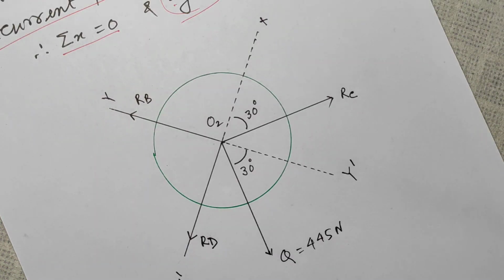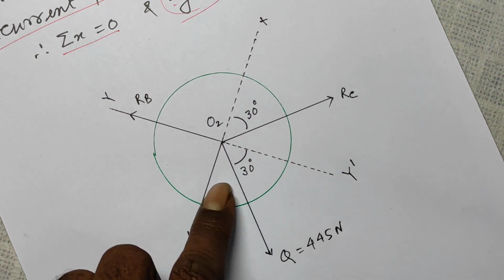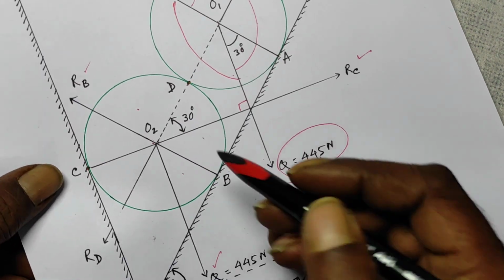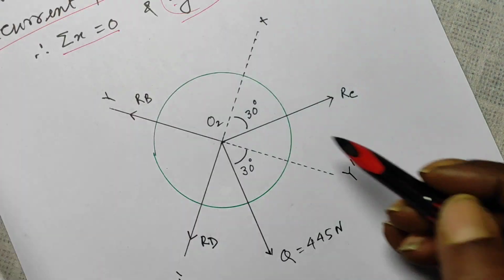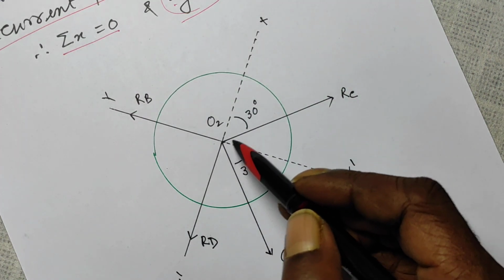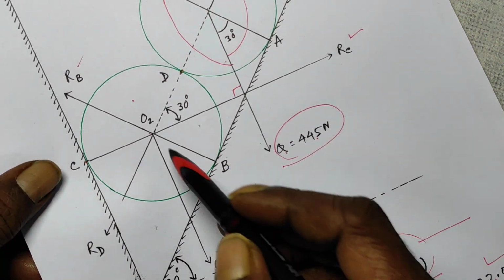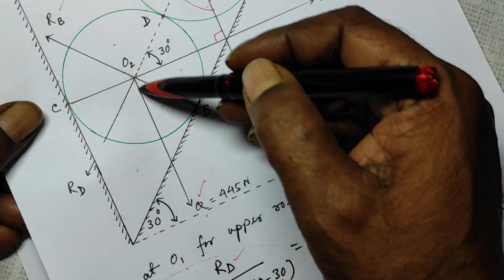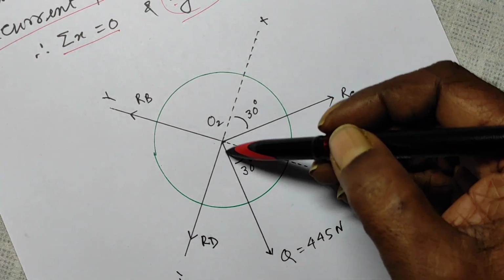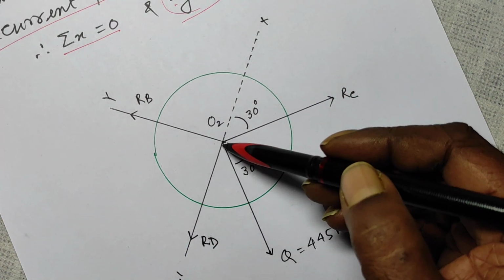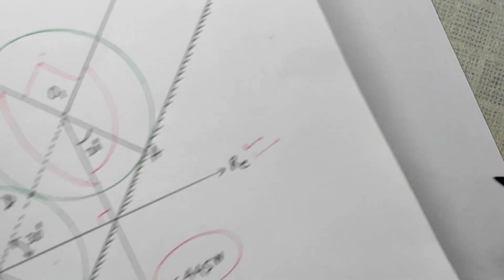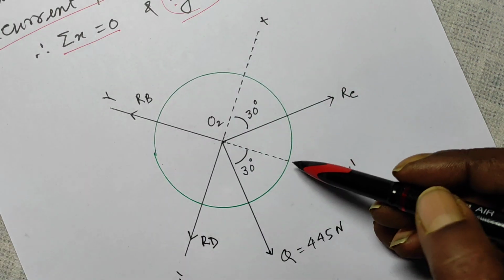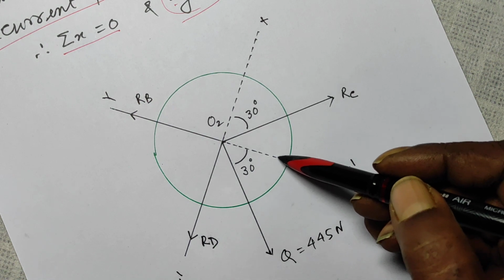So when it is redrawn, the second roller, the roller at the bottom, look at this diagram. This is 30. This is the same thing as 30. This is your RC. This is your weight Q. This is your RB, the reaction force at the point of contact B.